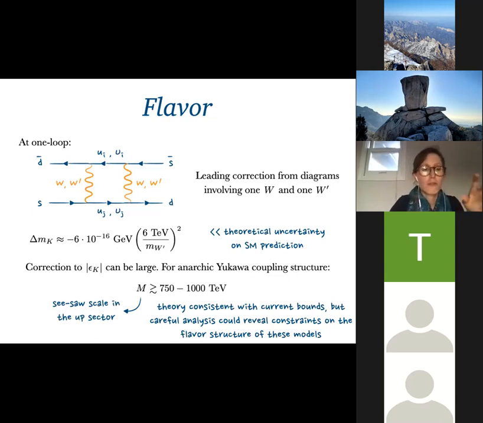And for example, related to the question that was asked earlier, the details of this story, in particular in the flavor sector, will certainly change if, instead of an overall scale for the eigenvalues of those vector-like masses, there was some kind of hierarchy between those eigenvalues. Then the flavor story potentially would be a little different.